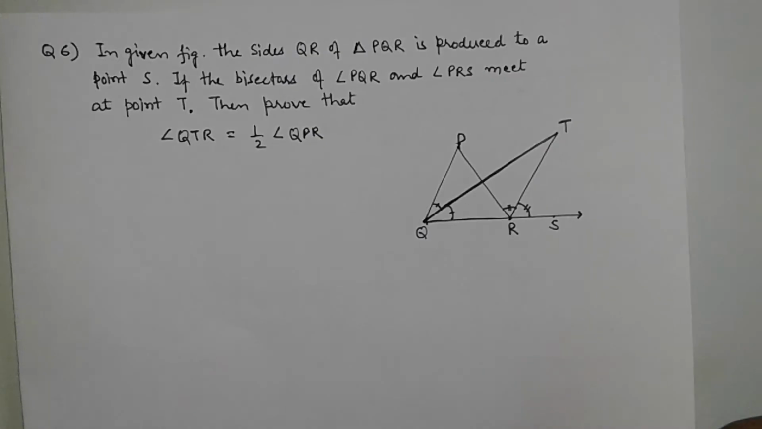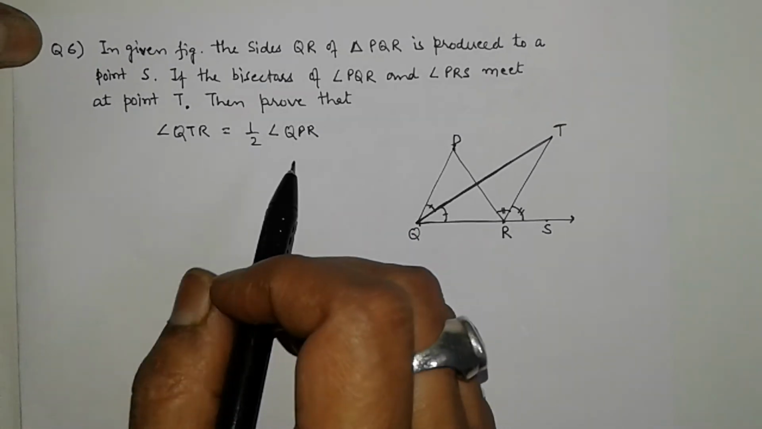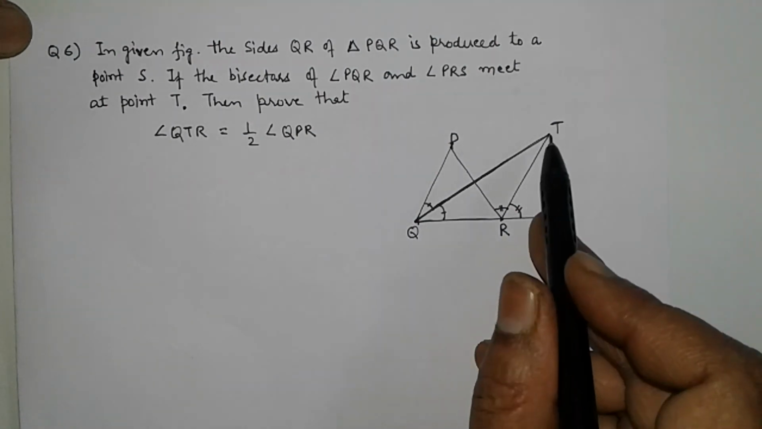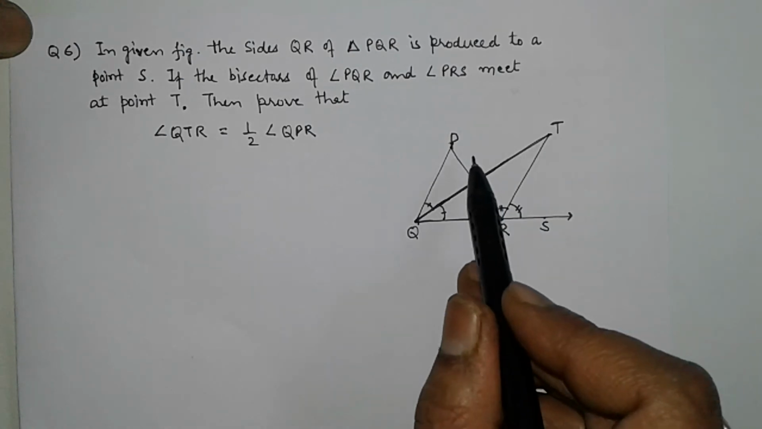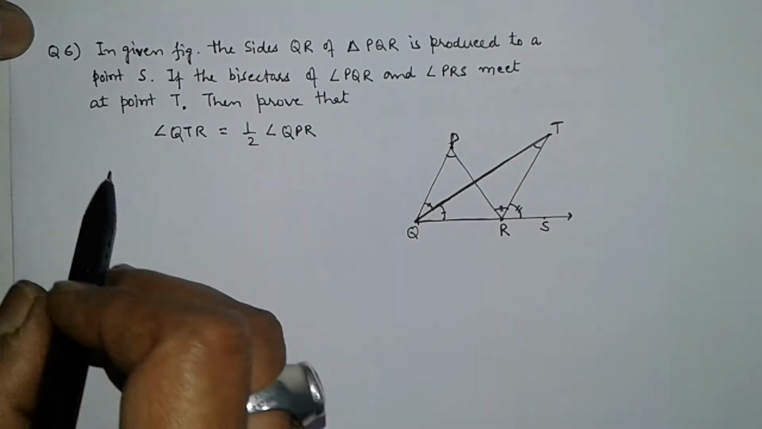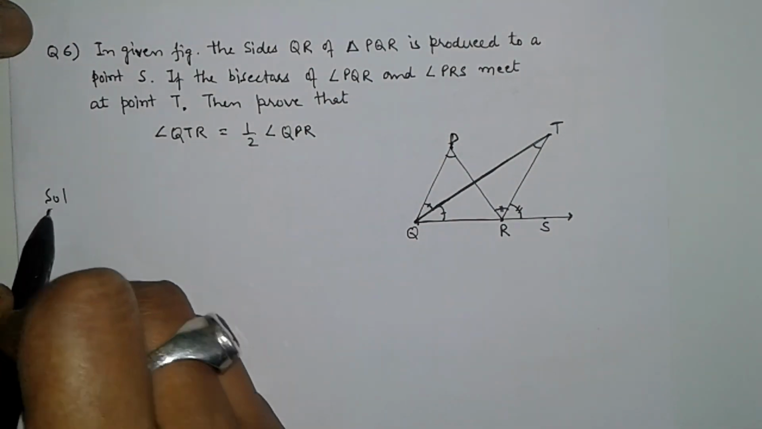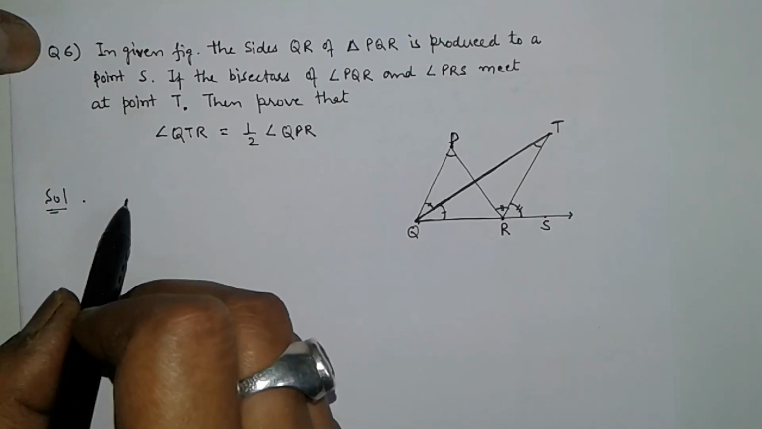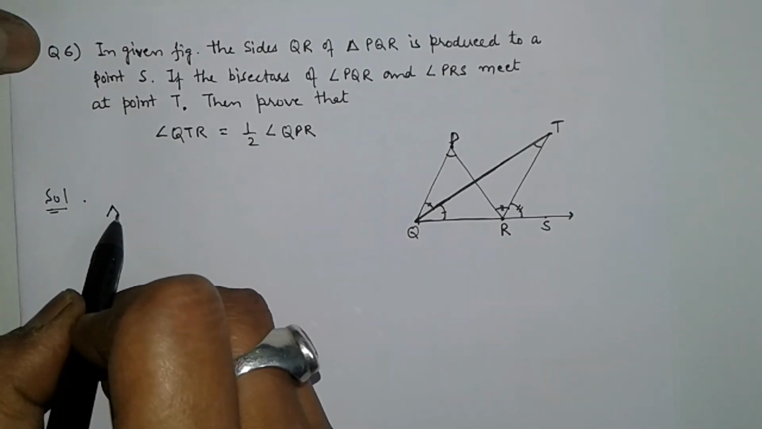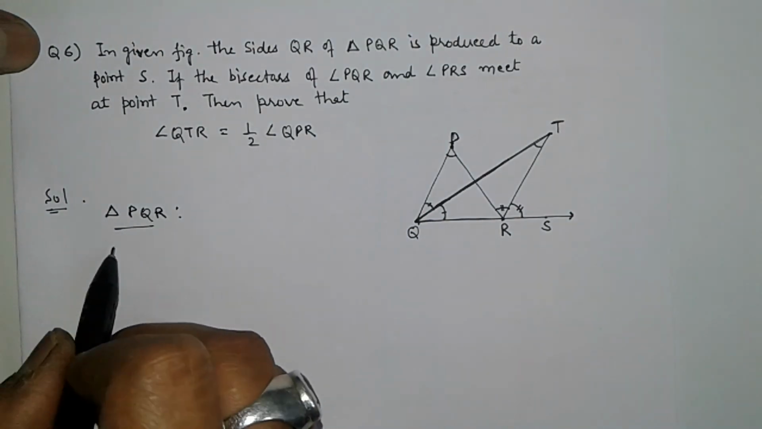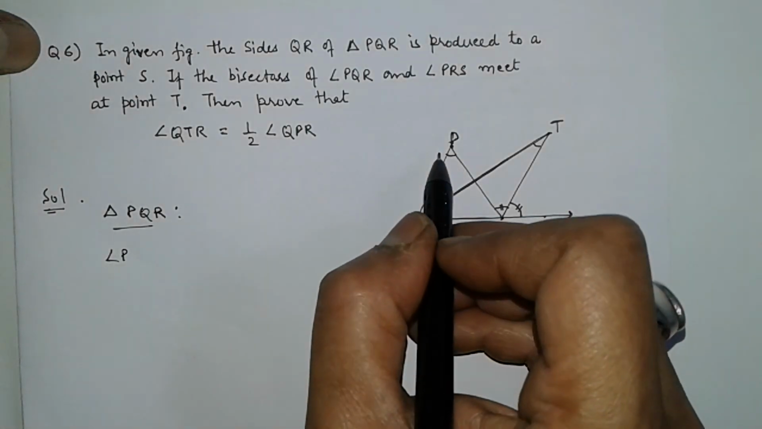Now students, we will take one very important question of the same exercise 6.3. It is given here that triangle PQR is given, and if you bisect angles Q and R and produce them, they will meet at T. So we have to prove that angle P is twice of angle T. You see, this is a very important question, as I told you. So in this question, first of all, take triangle PQR, this angle P.